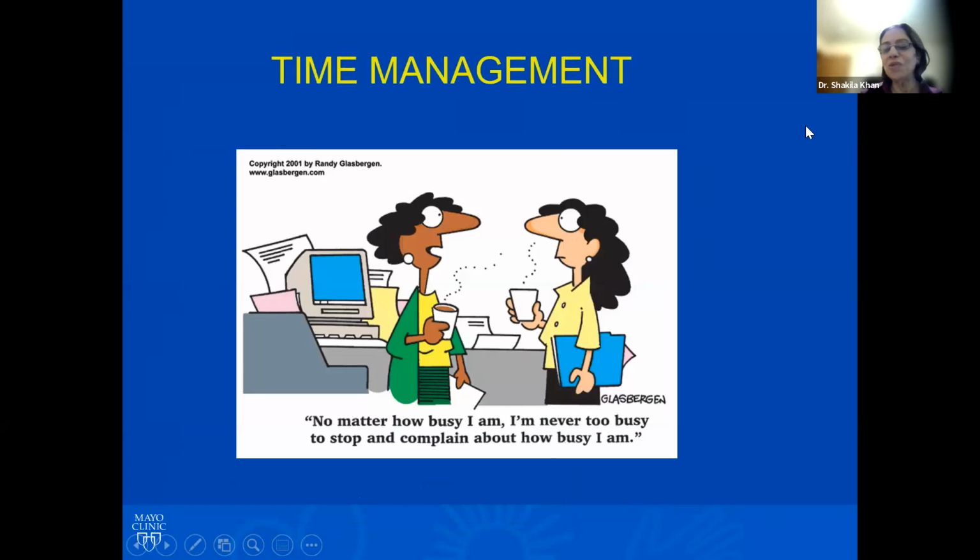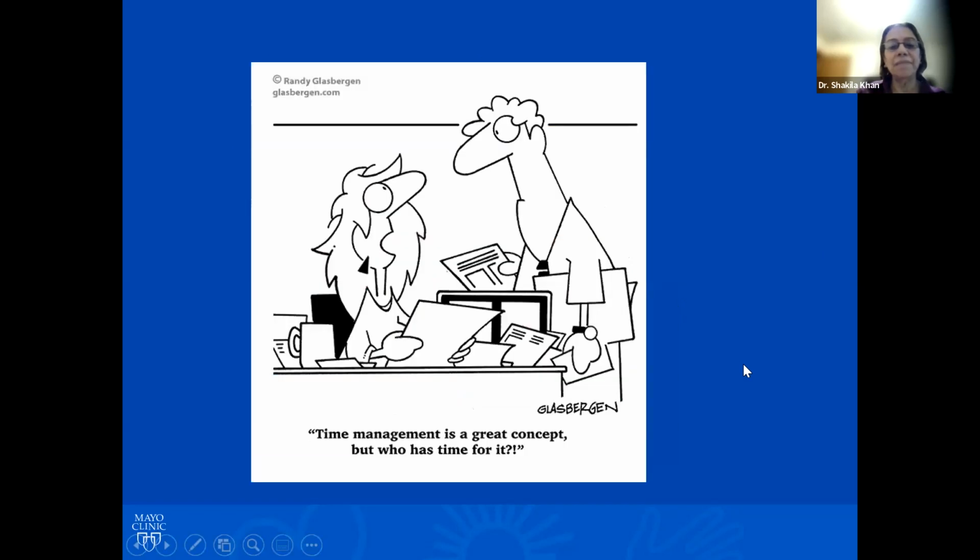So this was about the SMART program, a little bit about time management, because I think that causes burnout too. And it affects, especially with our phones, email overload, all those things. It does affect how we function and adds stress to the day. That's very true, right? Time management is a great concept, but who has time for it?